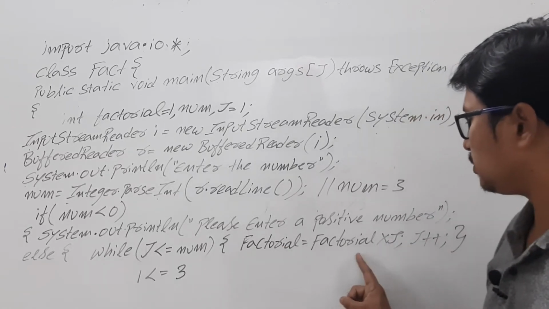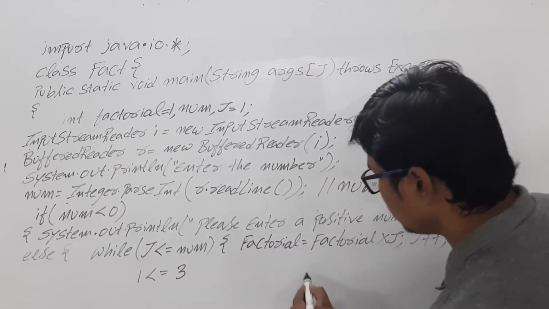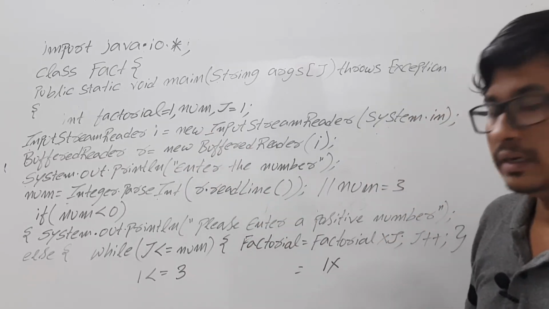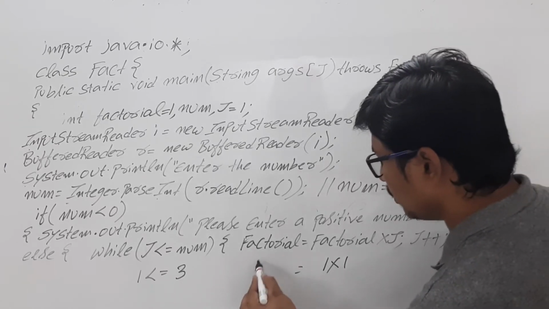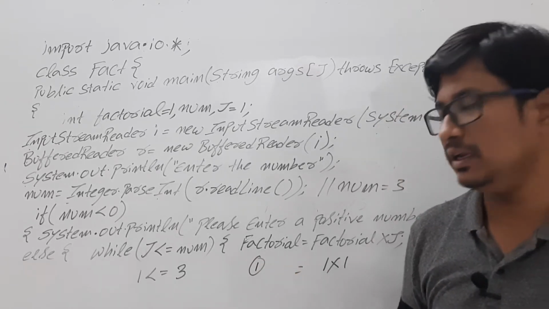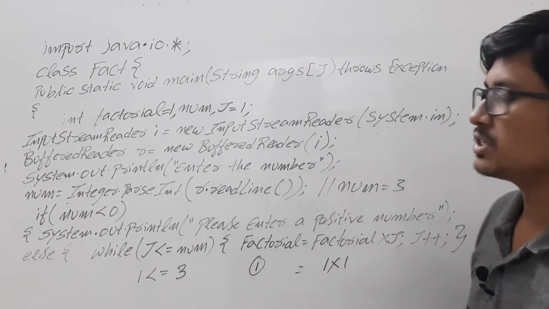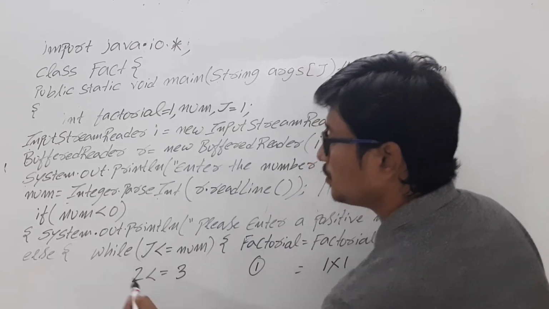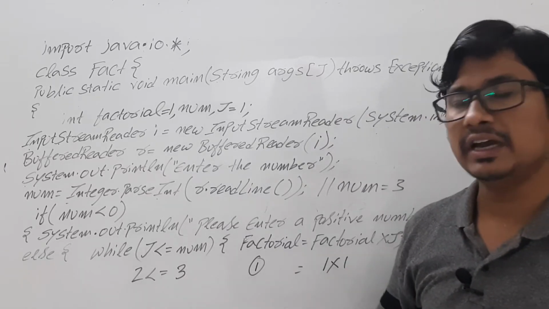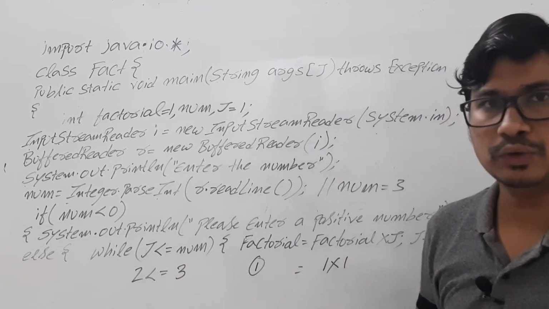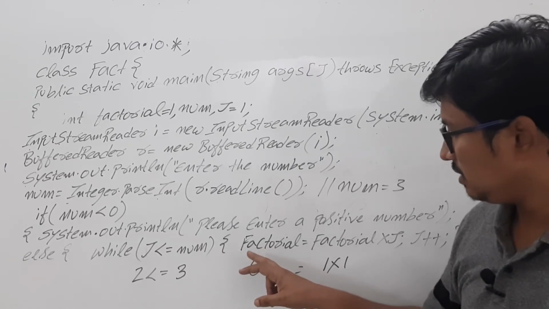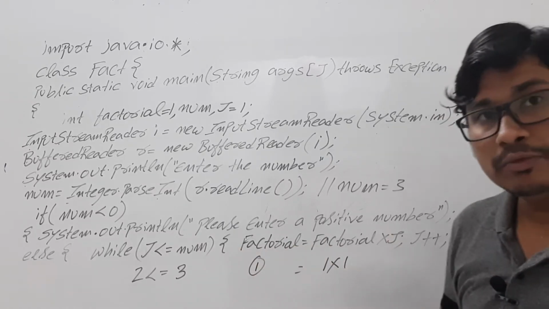So factorial is equal to factorial into j. Already the factorial value is 1. 1 into 1, you will get 1 only. So now factorial has the value 1. Then j plus plus, so the j value will be incremented and updated to 2. Again you verify the condition: 2 less than 3. Yes, 2 is less than 3. So again the statements in the while loop will be executed.